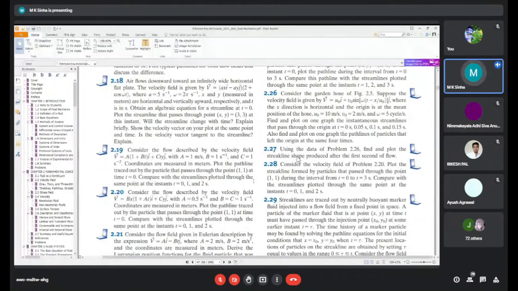So first you try yourself. What we discussed in the previous problem is more or less the same. First plot it, draw it, then I will share the solution. The velocity field is given, constants are given, and equations you have written.